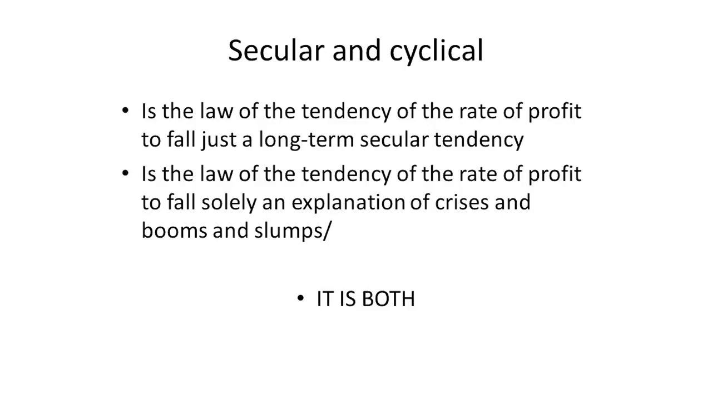Some people argue there's a long-term tendency for the rate of profit to fall. Marx is arguing that C over V will outstrip the ability of S over V to rise as a result of the use of machinery. So the rate of profit will fall over the long term. But it will also create, in my view, a series of periodic crises and slumps, which have to be corrected by it.